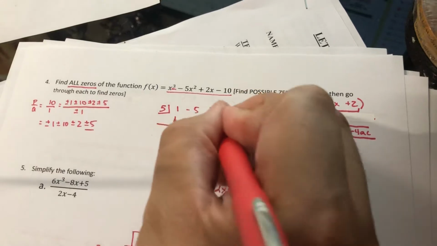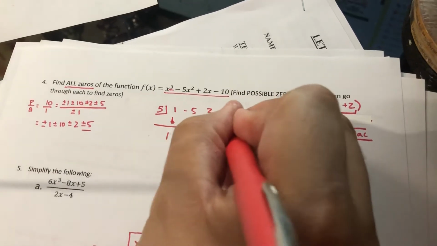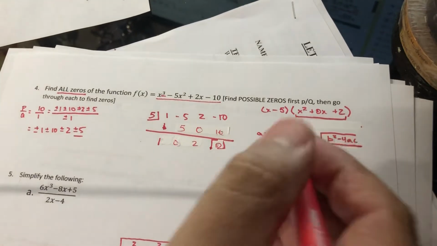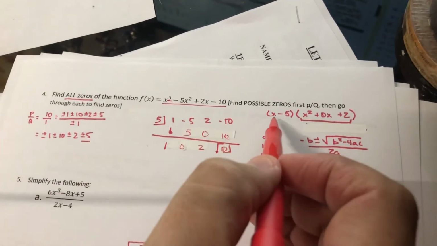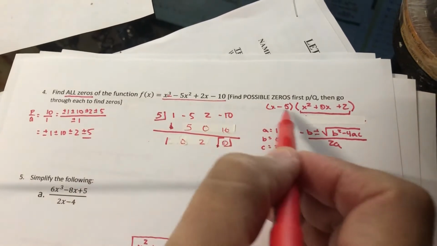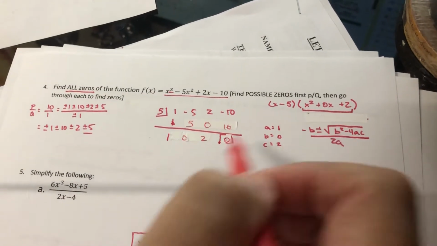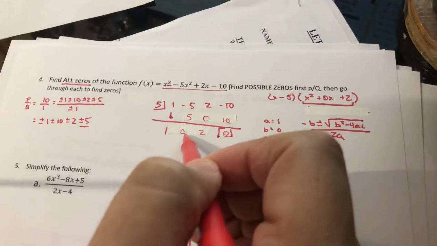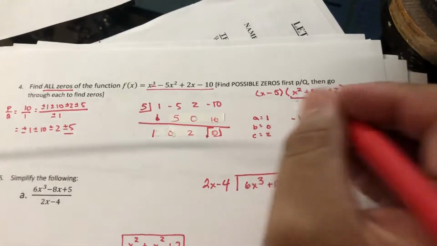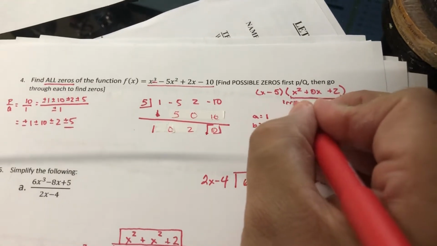And I'll bring this down, so this becomes positive 5, 0, 0, this becomes 2, positive 10, and remainder of 0, which is what I'm looking for. So if I were to write this in linear form, I'd have x minus 5. Remember, if you have a positive 5 here, you have to change it to a negative. And now this part is just the x squared plus 0x plus 2.